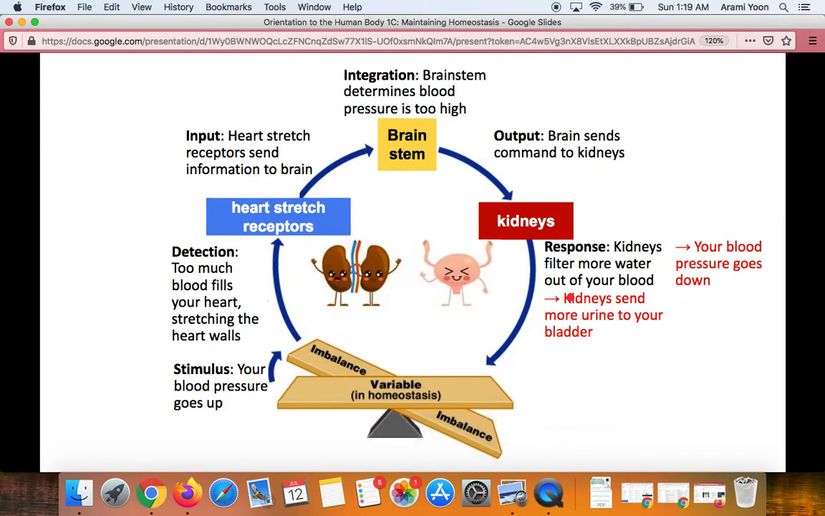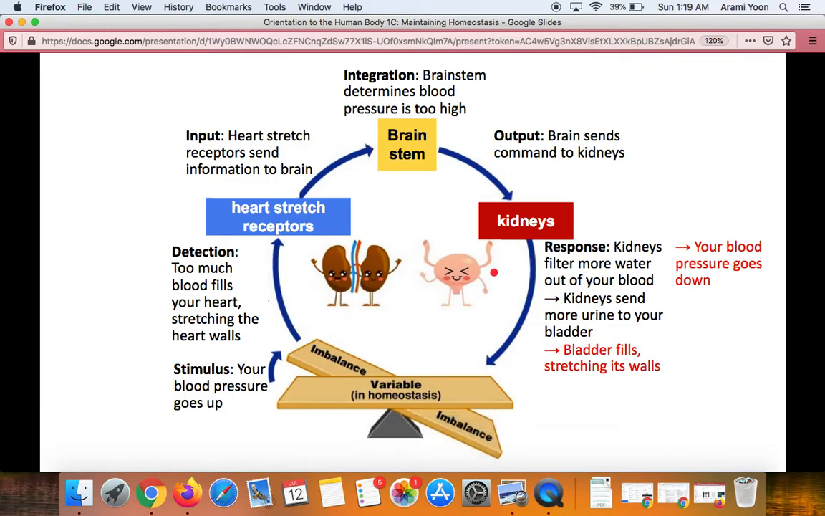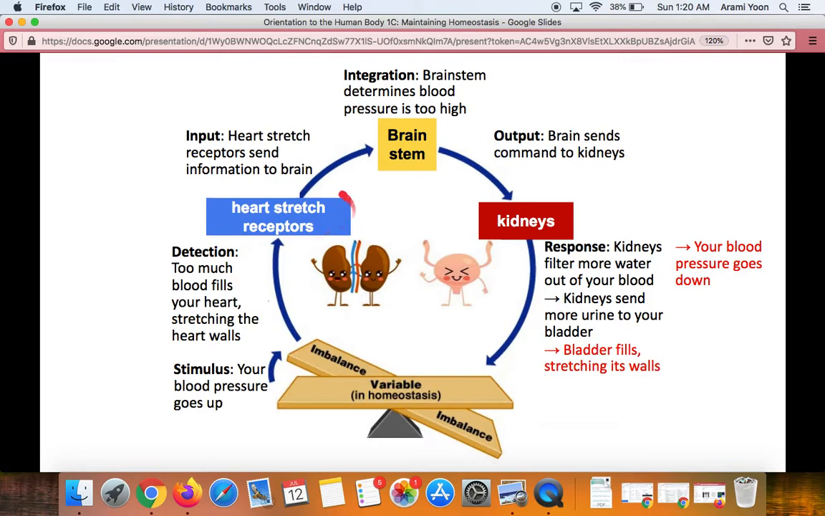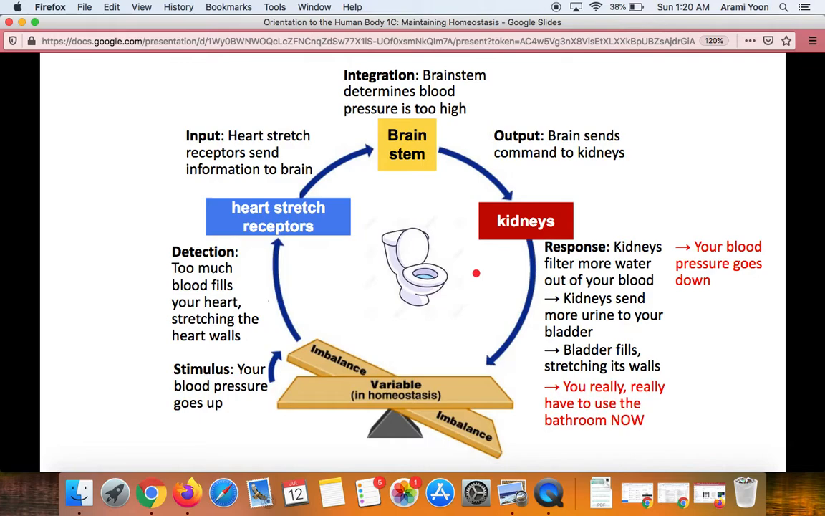In addition to that, this response is going to produce this effect, and it's also going to produce other effects as well. Since the kidneys removed more water, now they're making more urine. And so the kidneys are going to have to send more urine to your bladder, and then your bladder is going to fill, which will stretch its walls. And then that signal from the bladder is going to become a stimulus that will be detected by bladder stretch receptors, which will send information to the brain, and then the brain is going to send an output back to the bladder, and that's going to tell you that you really, really have to go use the bathroom now. And so you rush to the bathroom and you pee, and your bladder relieves itself.